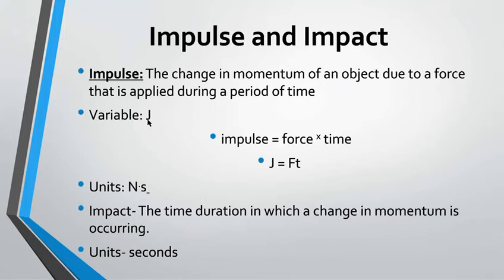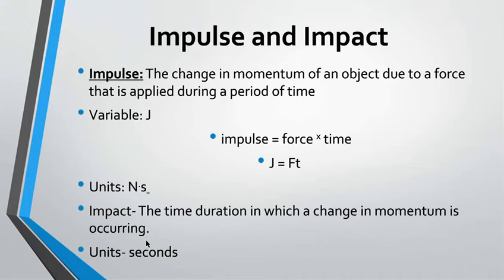It is represented by a variable J, and in equation form it can be written as impulse is equal to force multiplied by time. J is equal to F into t. Its unit is Newton seconds. And what is the impact? Impact is the time duration in which a change in momentum is occurring.